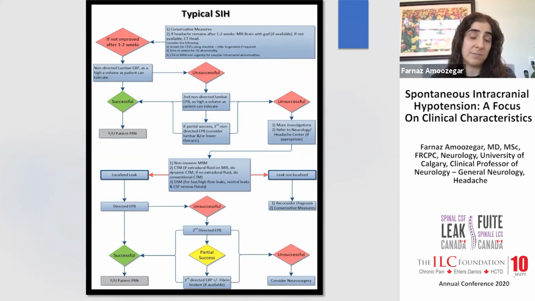And if a patient hasn't yet been seen by neurology or at a specific center that specializes in SIH, that might be a good time to refer the patient.